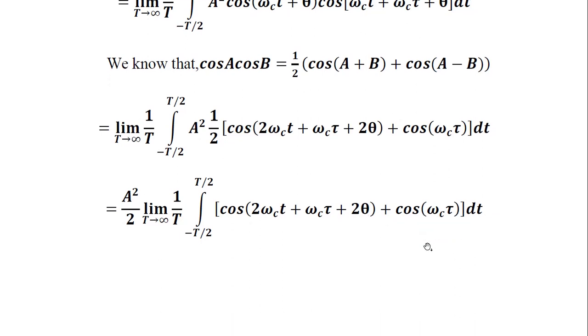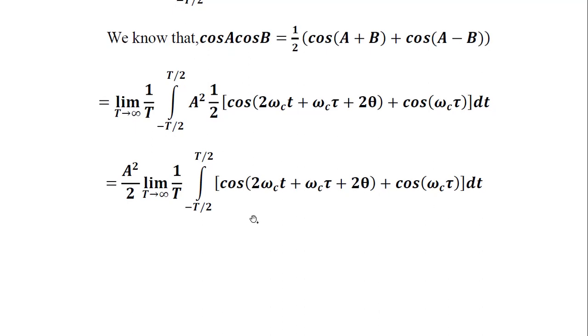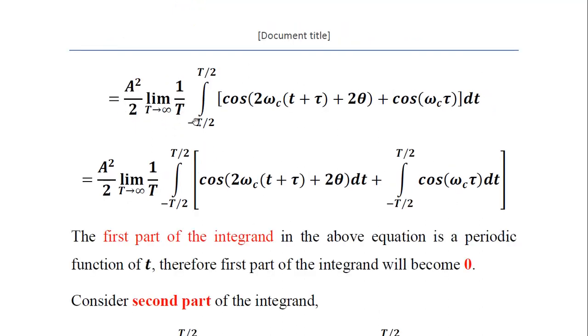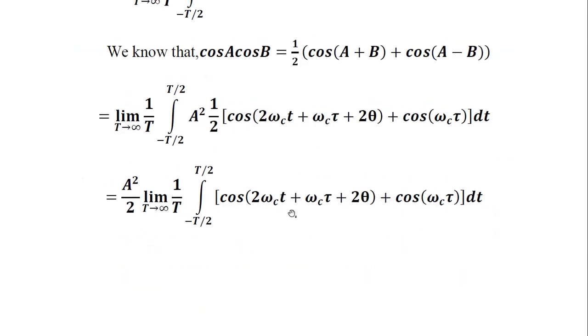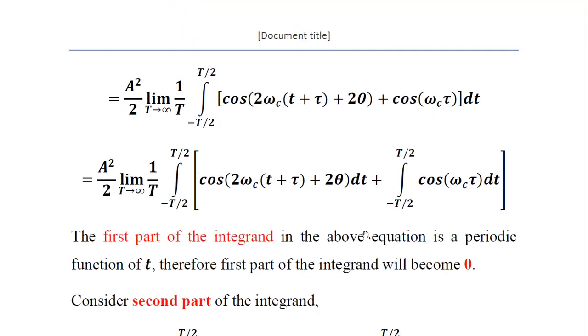Now this is the quantum within the square bracket here. So this is nothing but equal to again A squared, and take it outside. Within the square braces, the first term has cosine of 2 omega c, taken outside: 2 omega c (t plus tau) plus 2 theta, and then plus cos omega c tau. So this is equal to 2 cos 2 omega c of (t plus tau) plus 2 theta into dt.